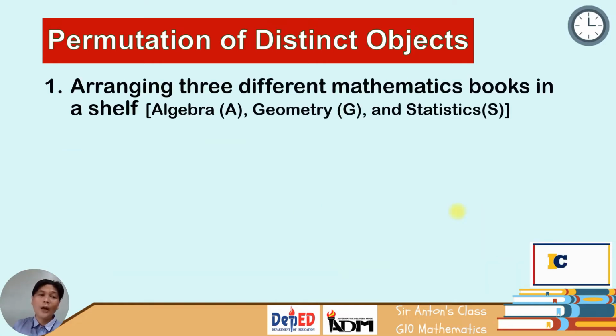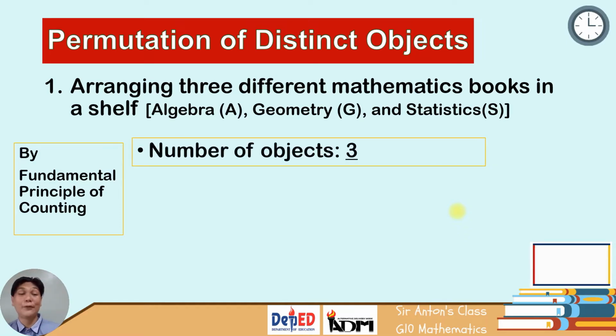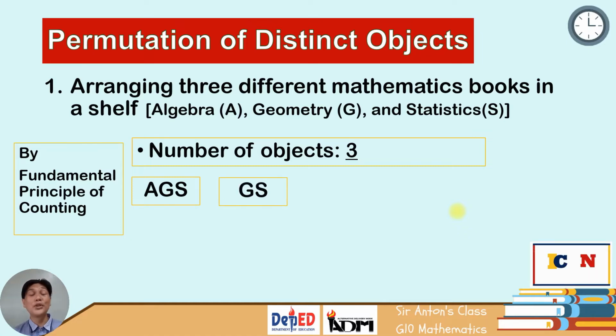Lastly, we have the fundamental principle of counting. In this case, we can directly solve. So we have here 3 objects still for algebra, geometry, and statistics. Before we arrange, how many books do we have to choose from? Okay, we have 3: algebra, geometry, statistics. So if we are going to pick one, say algebra, what's left next? We are going to choose either from geometry or statistics. If we're going to pick geometry, what's left is the statistics.